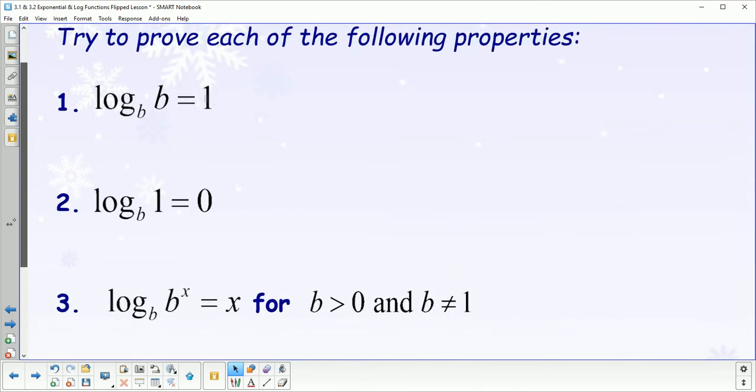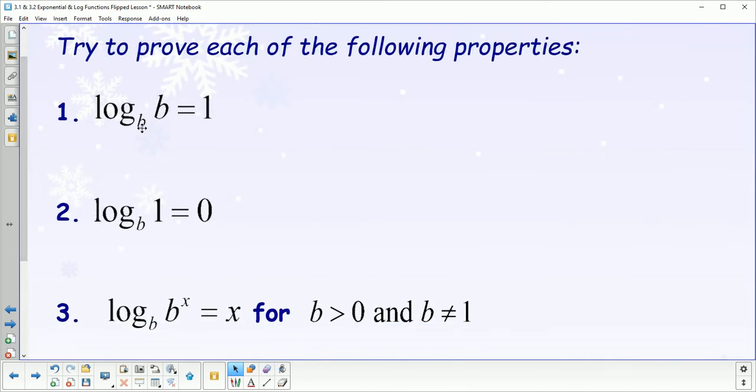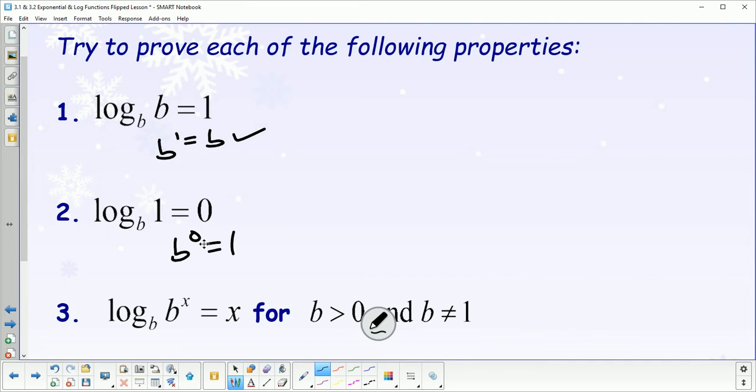Now that carries us into our next set of properties. We're going to need to remember these. One easy one: anytime the base and what we're trying to take the log of are the same, it's going to be equal to 1, which makes sense because b to the first equals b. For this next one, no matter what our base is, if what we're taking the log of is 1, it's always equal to 0, because we have our base to the 0 power, and anything to the 0 power is 1.